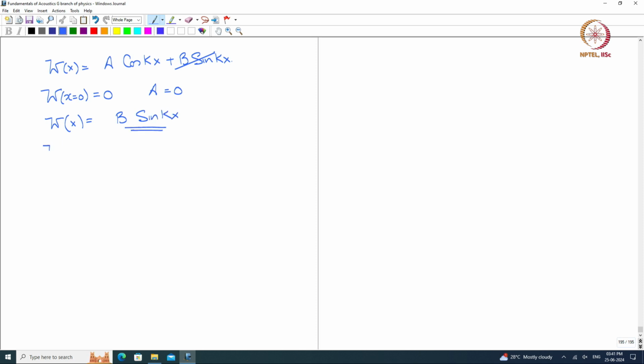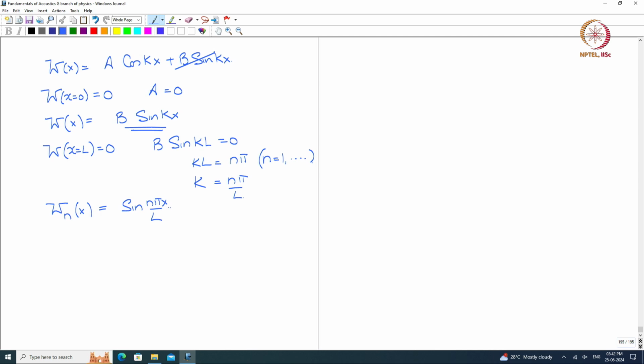Then the other boundary condition, w at x equal to L equal to 0. So that means b sin kL equal to 0, which means kL is of the form n pi, n ranging from 1 onwards, because 0 gives a trivial value. That means k is n pi by L. That means my mode shape, with an n index, is sine n pi x by L. So you see how this comes about.